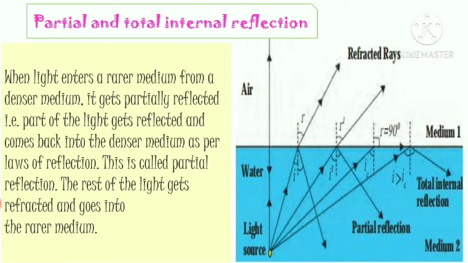Let us study the next topic from this lesson: partial and total internal reflection. When light enters a rarer medium from a denser medium, it gets partially reflected. That is, part of the light gets reflected and comes back into the denser medium as per the law of reflection. This is called partial reflection. The rest of the light gets refracted and goes into the rarer medium.